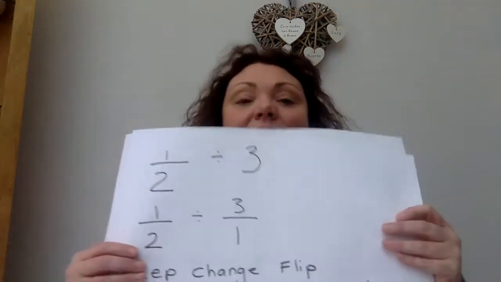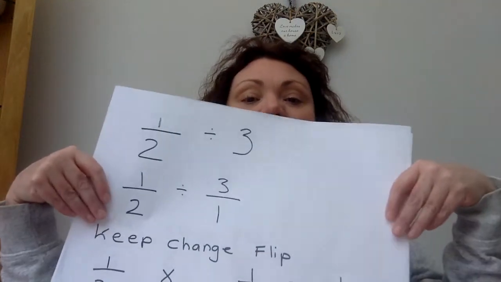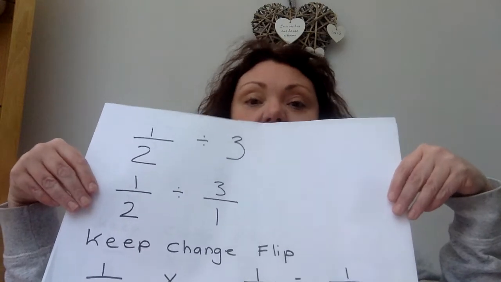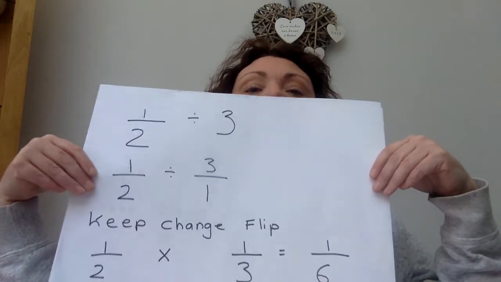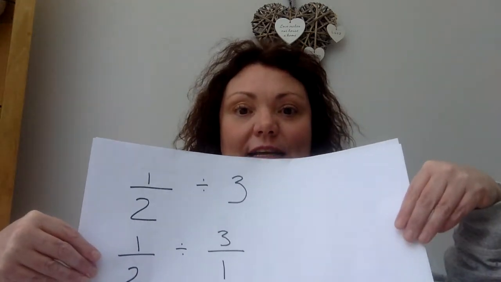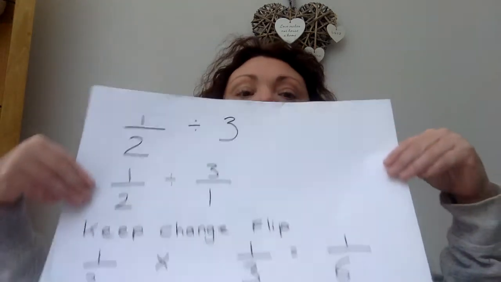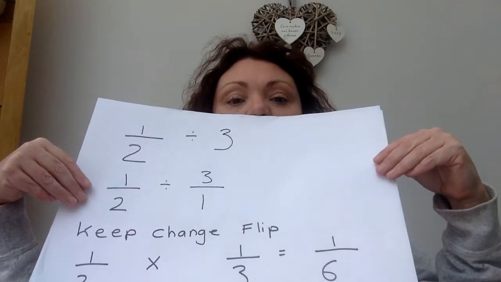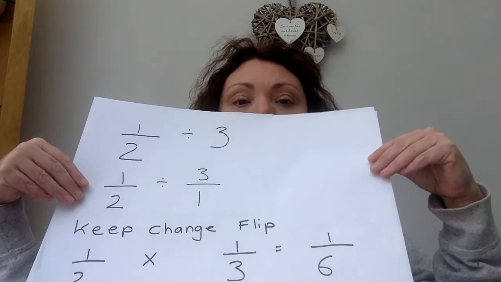So I've got a couple of examples that I just want to talk through with you. Okay, so here I have got a fraction divided by an integer. So I have got 1/2 divided by 3. So like we did when we were multiplying fractions, I want you to change that integer into a fraction. So it would be 1/2 divided by 3/1.